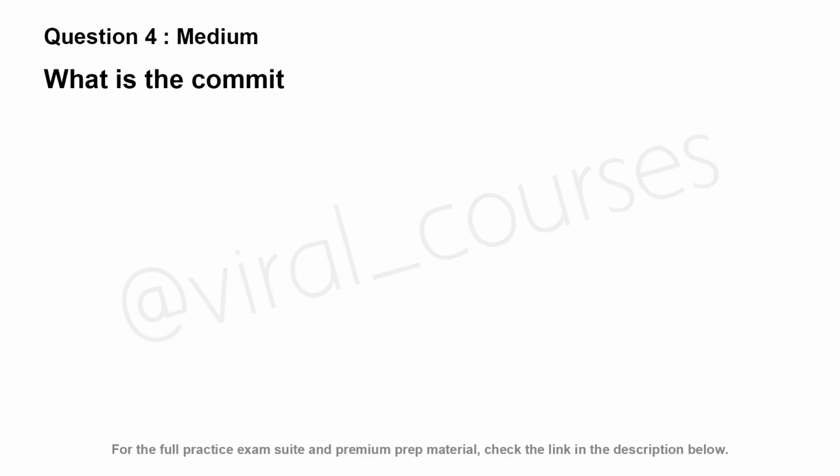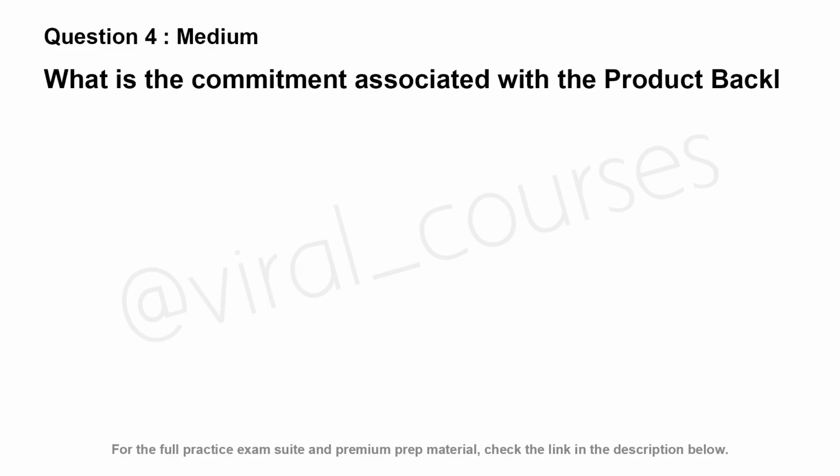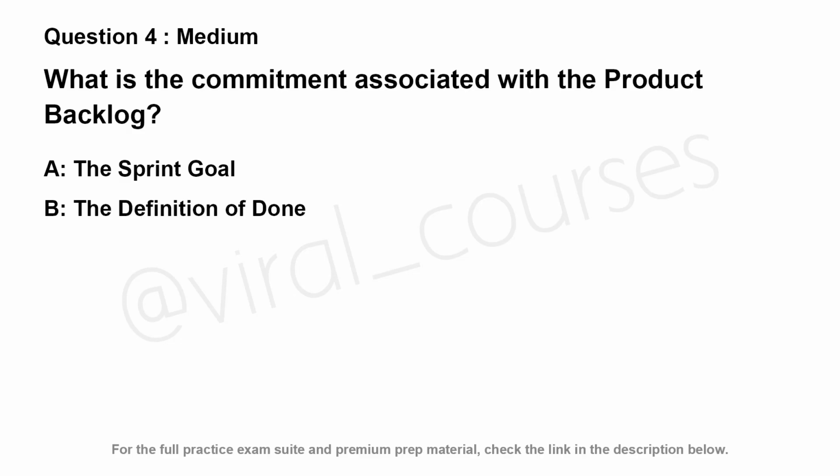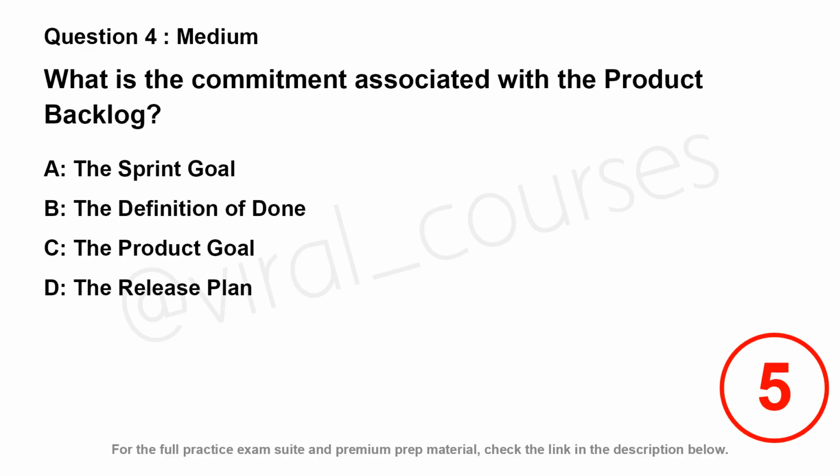What is the commitment associated with the product backlog? Option A, the sprint goal. Option B, the definition of done. Option C, the product goal. Option D, the release plan.